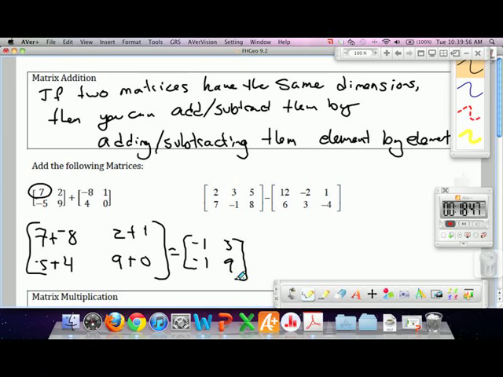Element by element. Row 1, column 1. Row 1, column 2. Row 2, column 1. Row 2, column 2. The same thing applies to subtraction. Just subtract element by element.